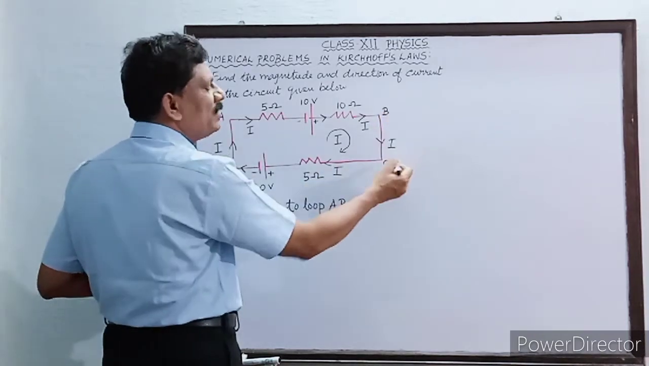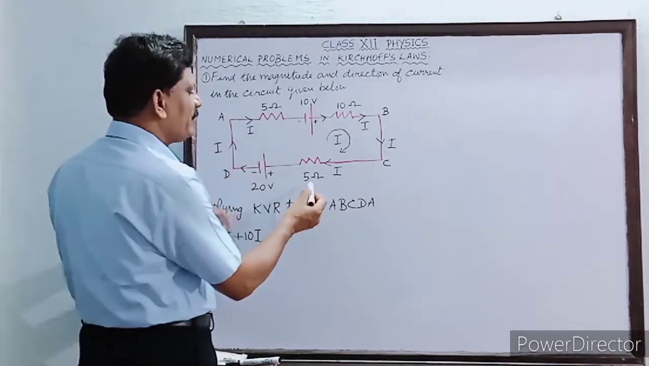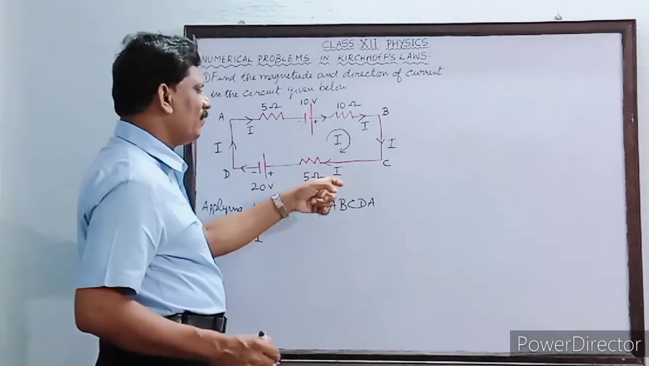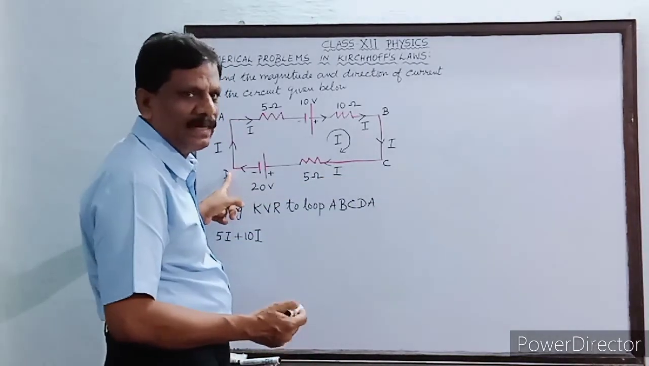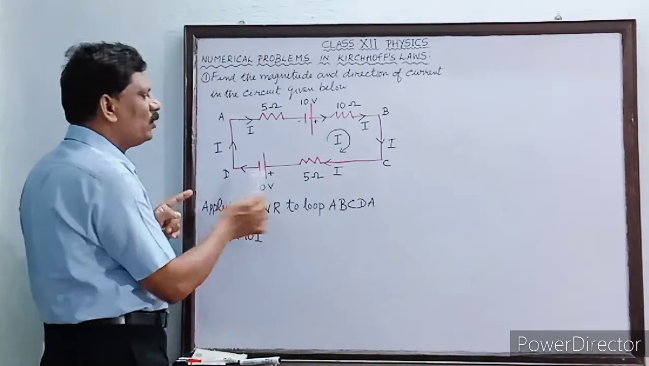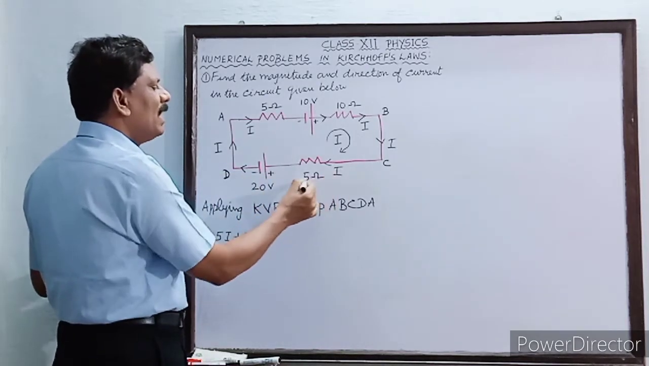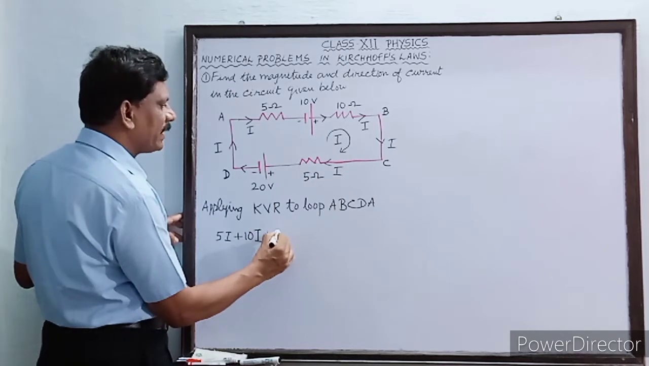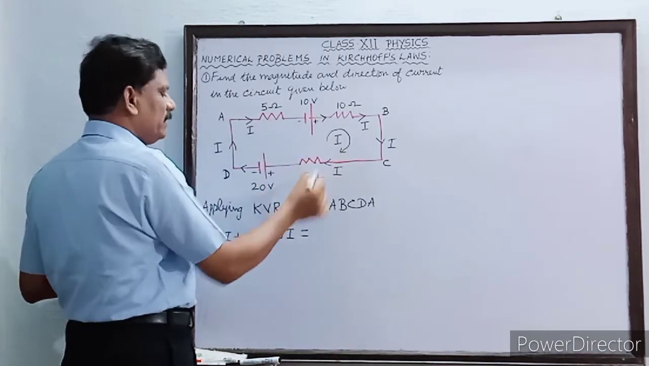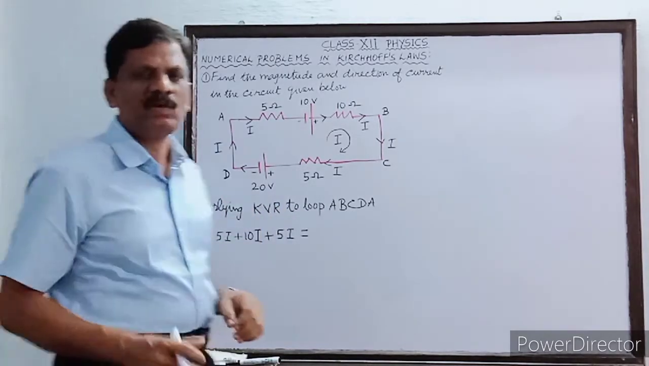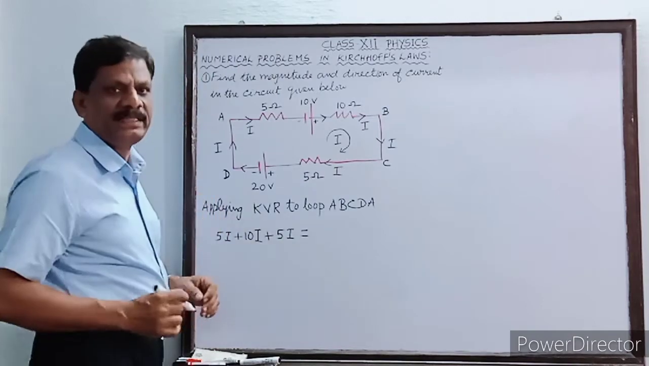And from B to C there is no resistor. Then from C to D there is only one resistor, that is 5 ohm. And through that 5 ohm, current I is flowing in the same direction as I proceed from C to D. So I is positive and the IR product is positive. So this is again 5 into I. So 1, 2, 3, only three resistors are available, so the IR product will contain only 3 terms. I have written all the 3 terms.